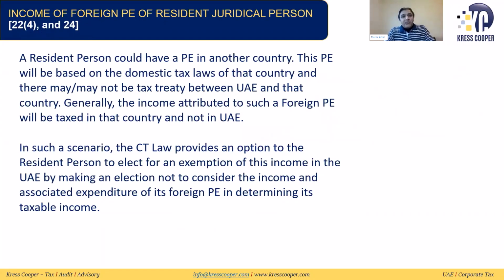Fourth, income of a foreign resident juridical person. Let's say a resident could have a PE in another country.